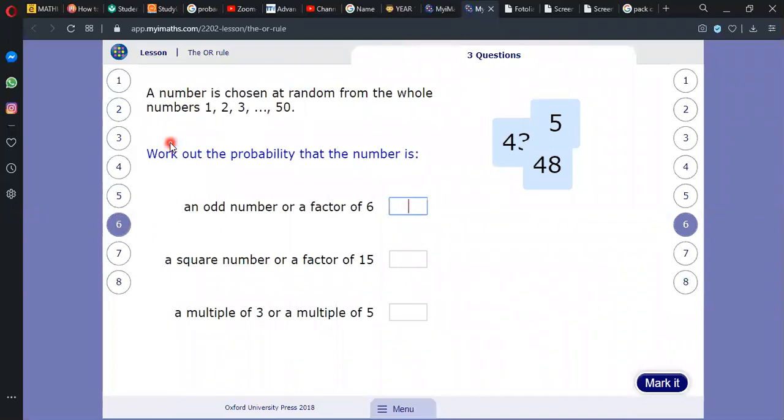Moving on, guys. We have a number that is chosen at random from the whole numbers 1 to 50. Work out the probability that the number is an odd number or a factor of 6. Let's do ourselves a favor by quickly putting out all the outcomes that we need to do this calculation.